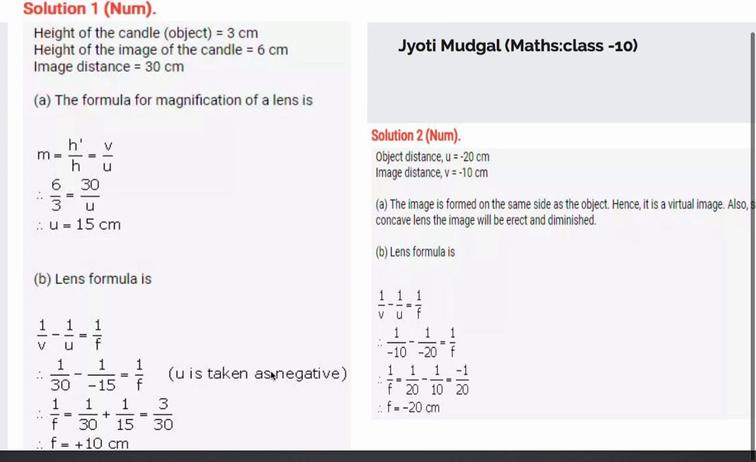So u is taken negative. See, I have written it here also. It's very clear. U is taken negative. Why? Because the object is in front of the lens. So minus 15. Work out the calculations. Minus minus will become plus.